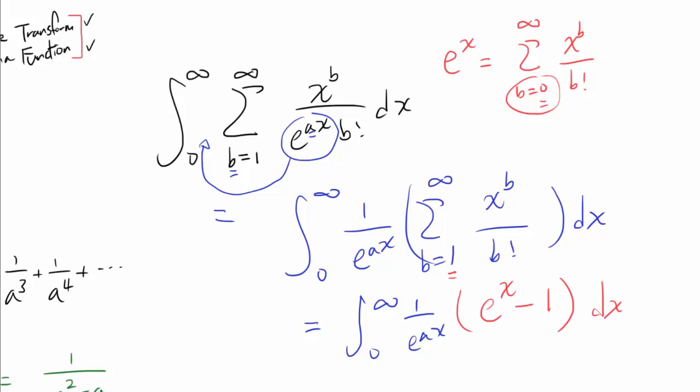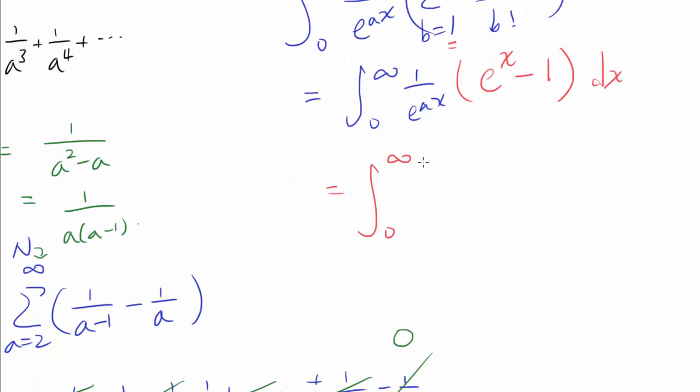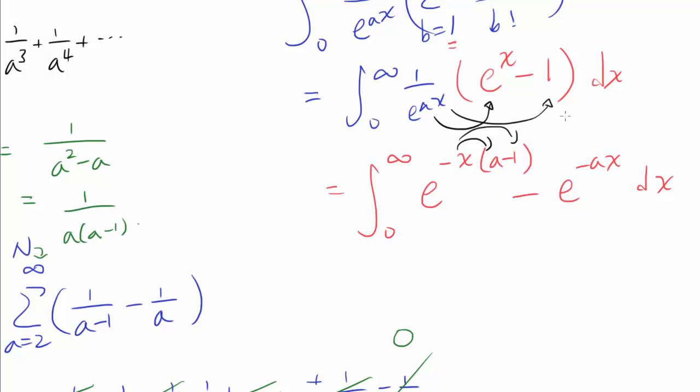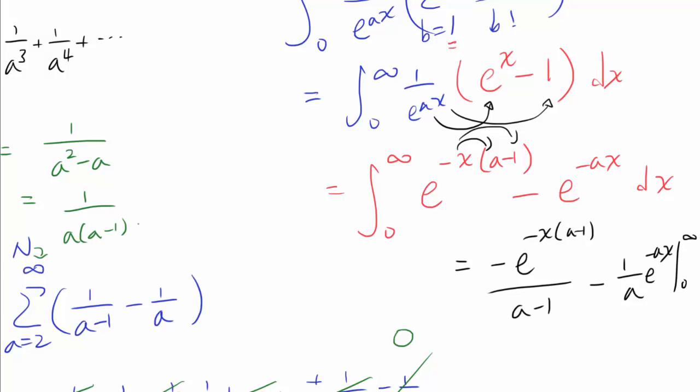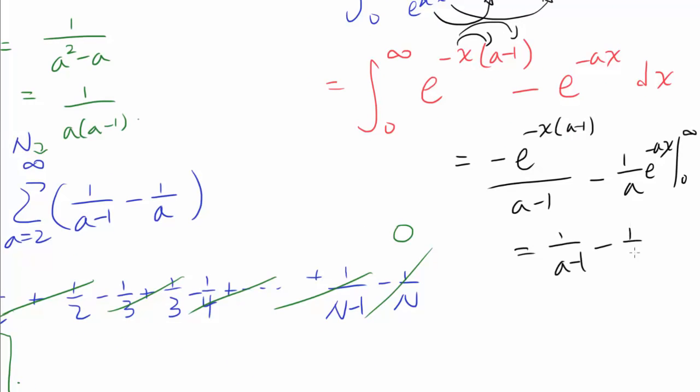So all we have to do is integrate this, and this is integral from 0 to infinity of e to the negative x times a minus 1 minus e to the negative ax dx. I'm just distributing this. When you distribute like this, you have e to the negative ax and e to the x. And when you distribute it to negative 1, you are of course going to get e to the negative ax. And when we anti-differentiate this, we get negative e to the negative x times a minus 1 over a minus 1 minus 1 over a e to the negative ax. Go from 0 to infinity, and you're going to get 1 over a minus 1 minus 1 over a.